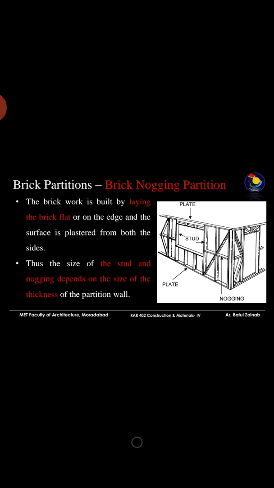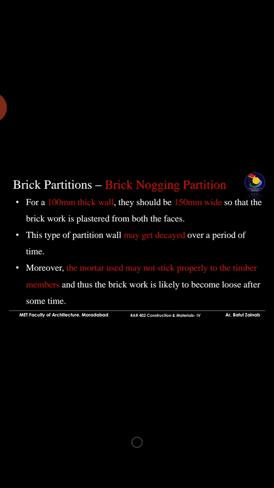Basically, you can see in the figure itself, you have the plate as your base member and the top member, your vertical members are called studs. Your horizontal member is called nogging, and these diagonal members are called bracing. We use bracing to give more stability to the frame itself. For a 100 mm thick wall, they should be 150 mm wide so that the brickwork is plastered from both the faces.